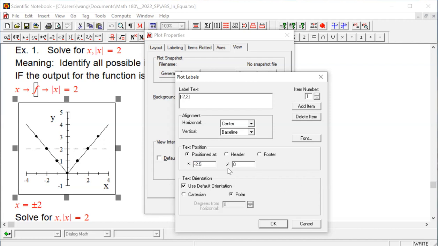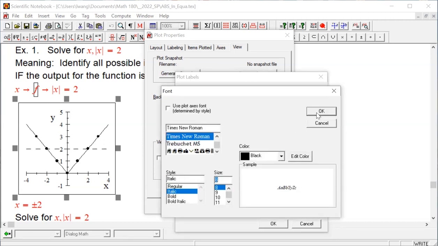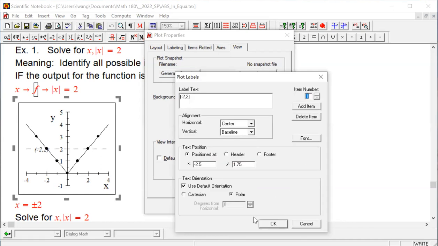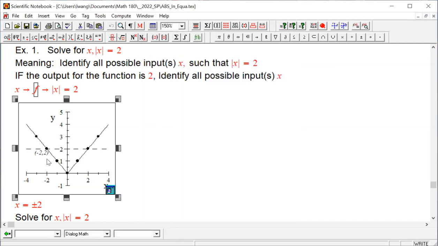Okay, -2, 2. I need to redo it. I'm not satisfied. Yes, this is better. So this point tells us that when the input is -2, the output is 2. So that input is going to be one of the inputs to be identified. So we found one, and we have another one.